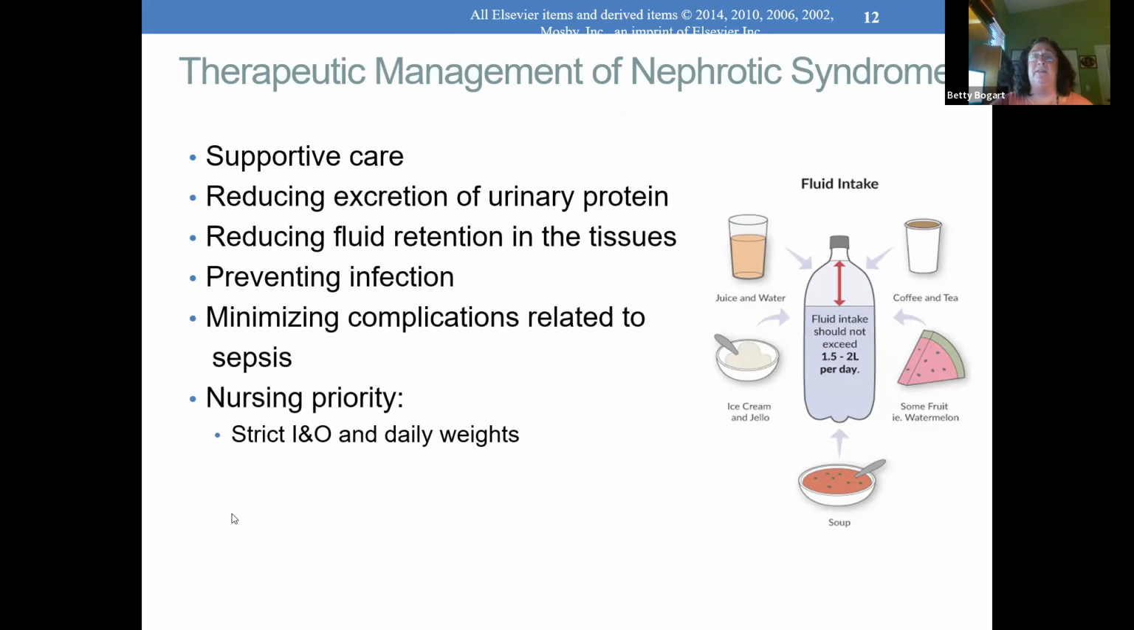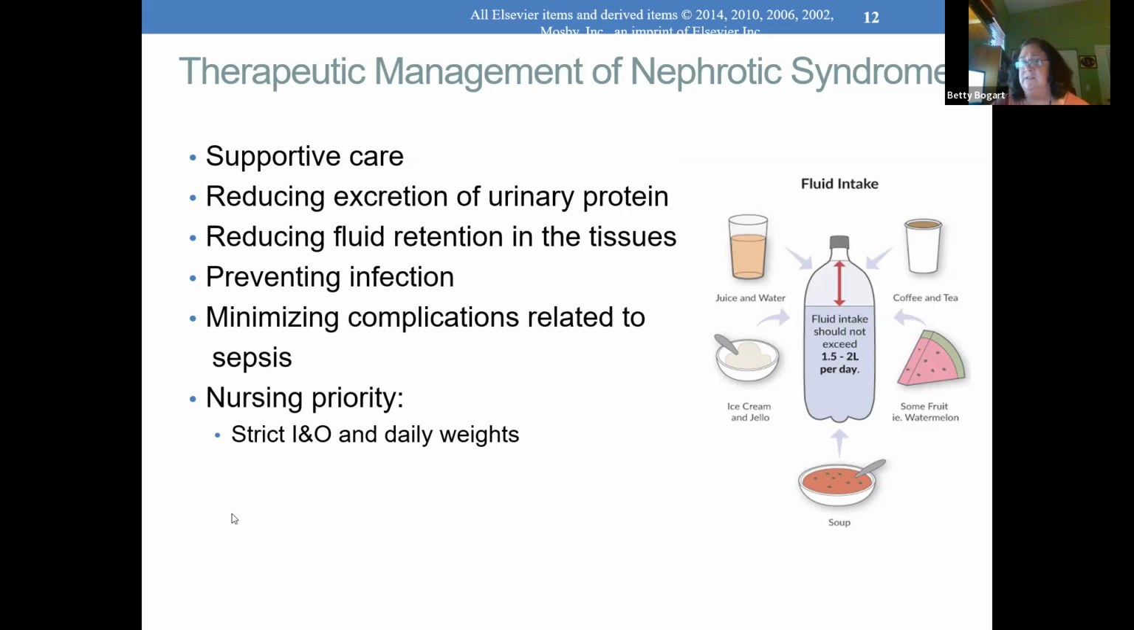During the chronic stage of nephrotic syndrome, because this isn't something you get and it goes away. This is a condition for life, okay? So these children will chronically be on low salt, low fluids, monitoring themselves because they're always losing protein. So we need to monitor this very, very closely.